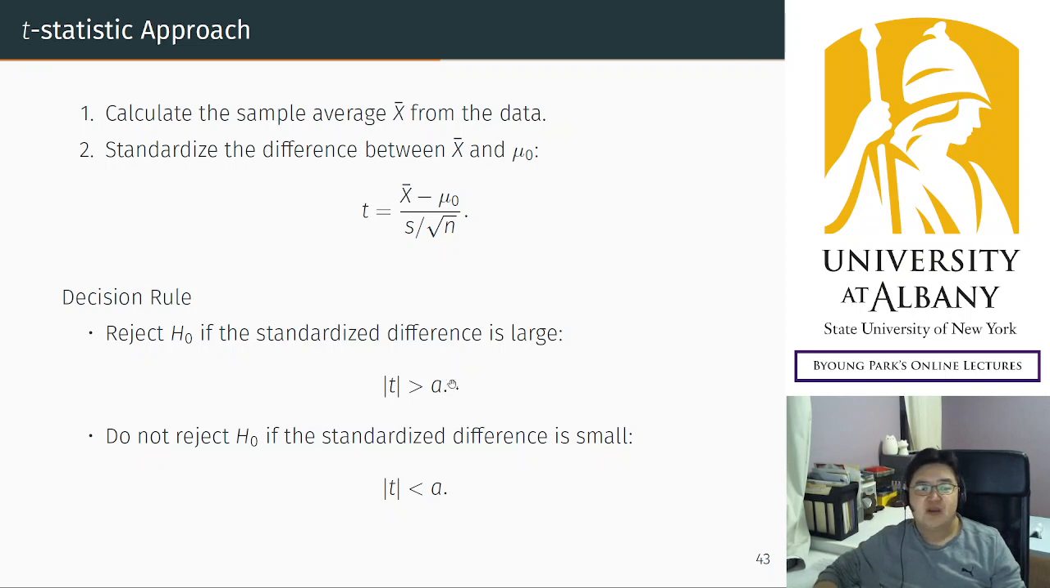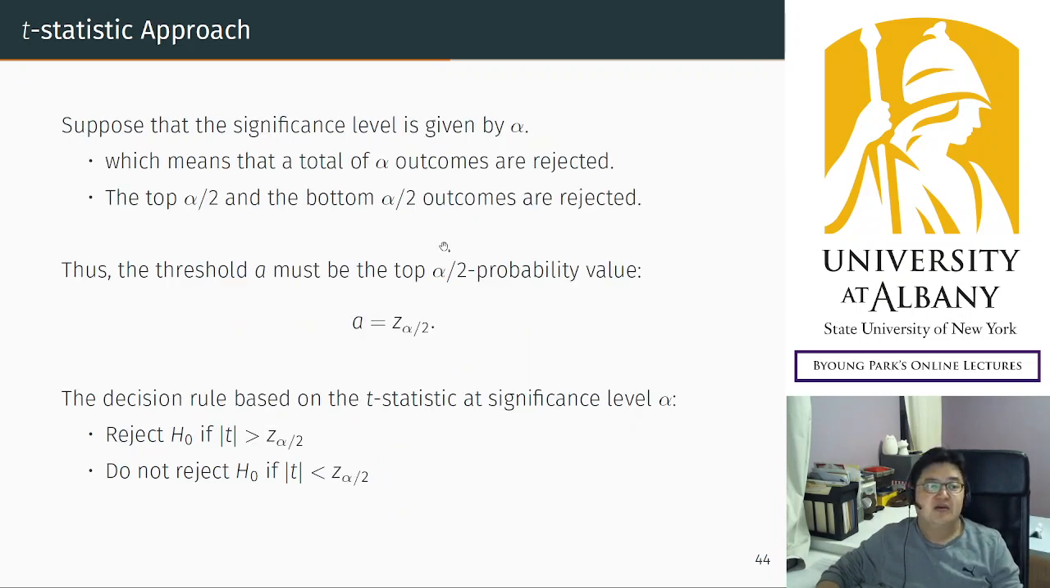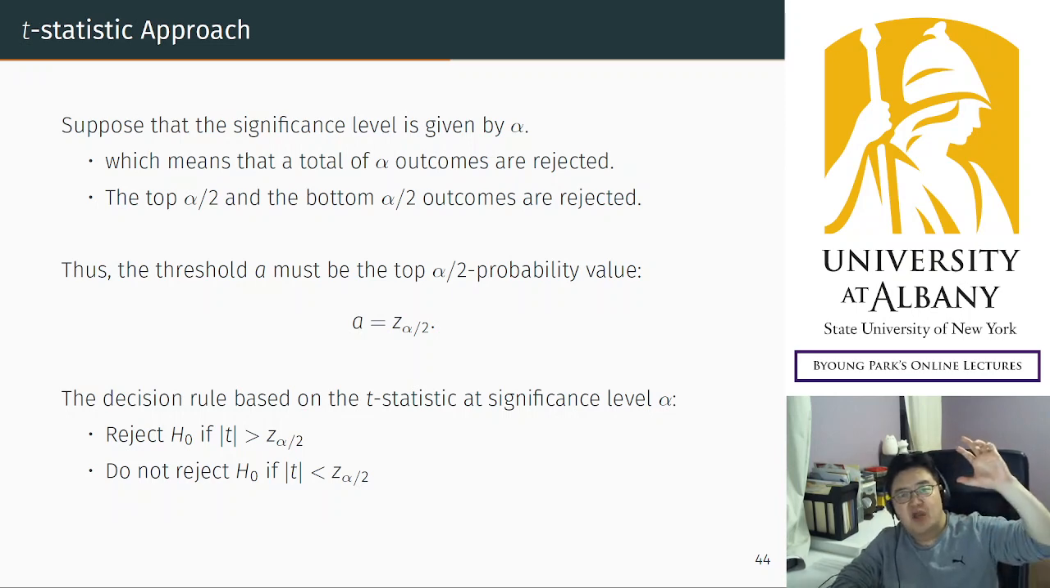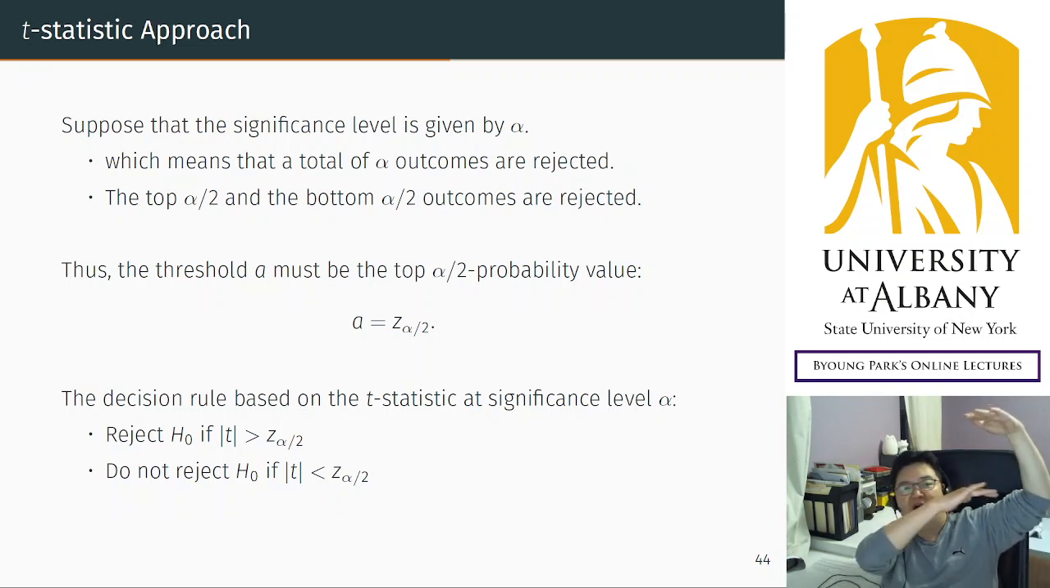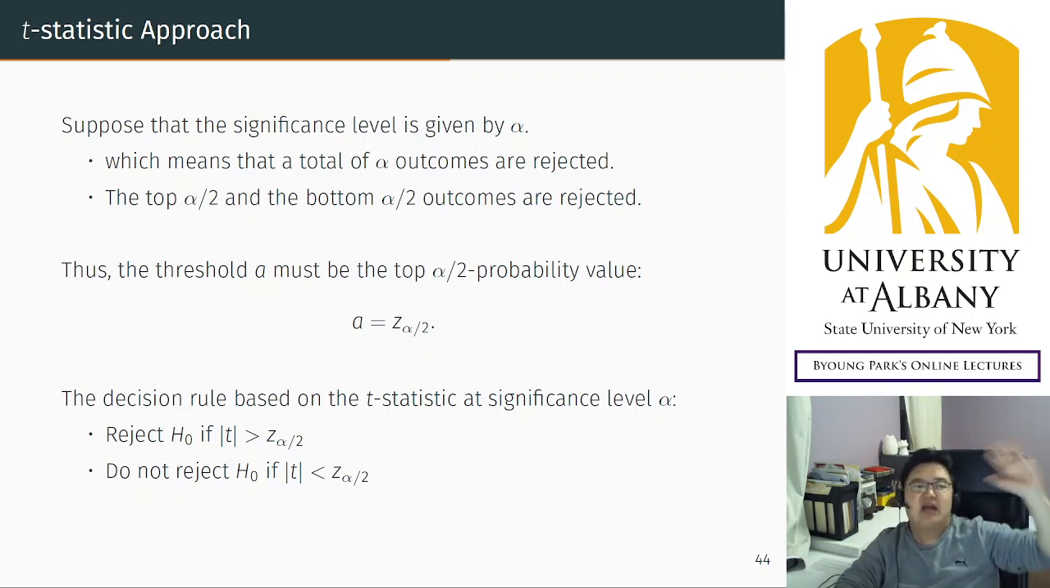What is the cutoff? The cutoff should be chosen so that this decision rule is equivalent to the decision rule for the p-value. That is how we determine A. So remember what we considered is, with the p-value approach, we were going to reject top alpha probability outcomes. Say, I will simply say 5%. So we are going to reject top 5% outcomes in the p-value approach when the significance level is 5%, for example.